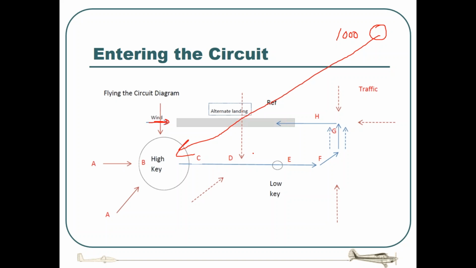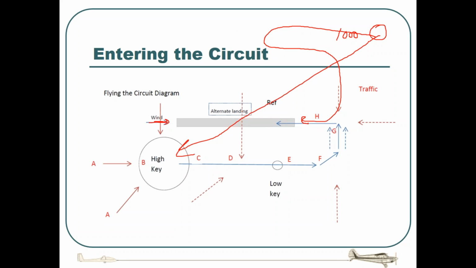Now, here's a couple of options they had. The first option was to do a circuit like this, right? Pick up the other side, so backtrack this way, pick up a downwind at the appropriate height, and then come in.